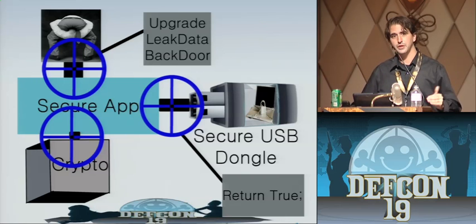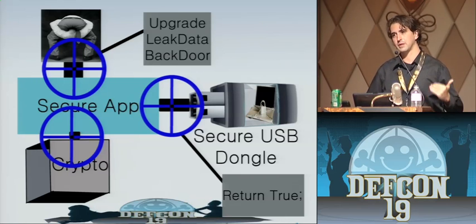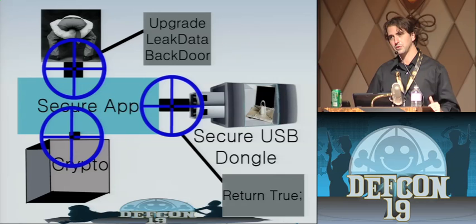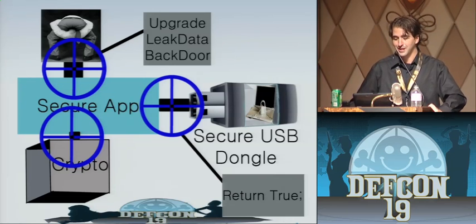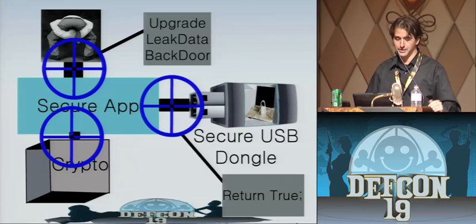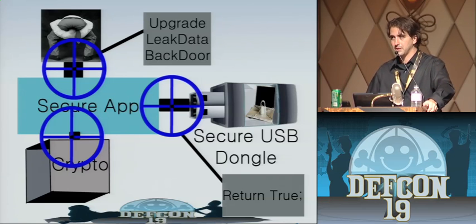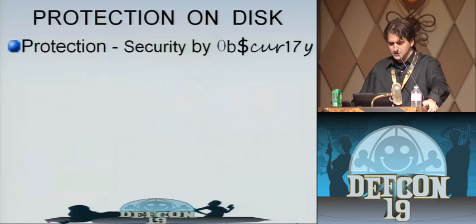You want to leak new data: when your application phones home, you're going to send a little bit of exfiltration data and add your backdoors. That secure USB dongle, a lot of them use return true, which is really scary when you're showing an executive, here you go, here's your $30,000 dongle. And crypto, chop it off, replace it with your own, whatever you want.